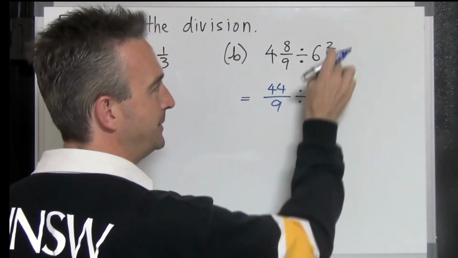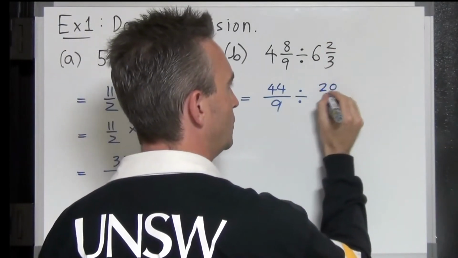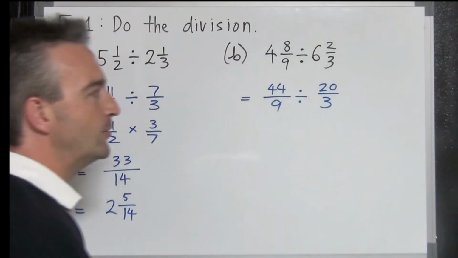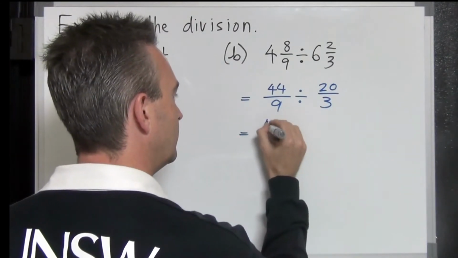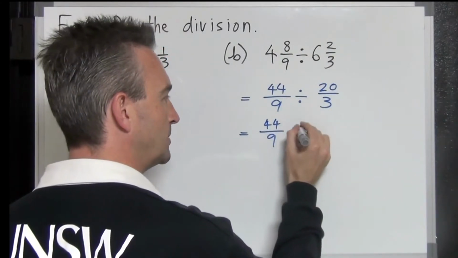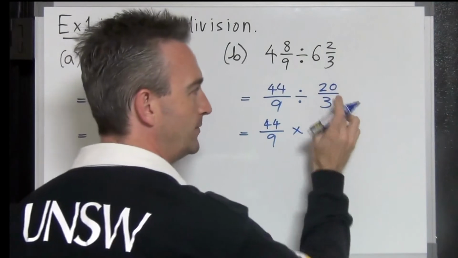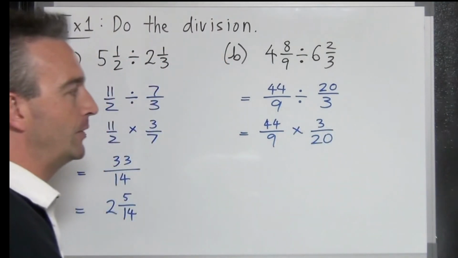And what I write here is going to be equal to that one. 6 3s are 18, plus 2 is 20 over 3. So just be careful there. I have not done the division yet. Just converted. 44 over 9. I'm now going to turn the division sign into a multiplication sign. Now I'm going to invert this. 3 over 20. There we go.